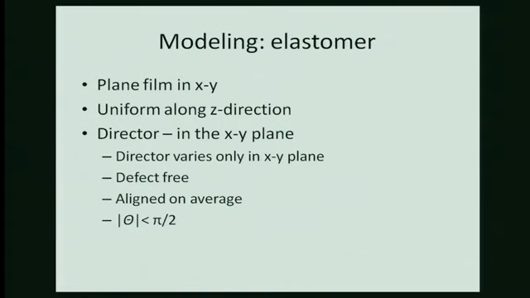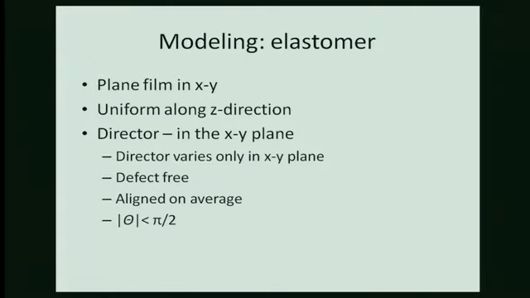So I'll try to tell you a little about this approach. What we assume for our elastomer film is that it's plane, only a one layer film. We'll say that it's in the XY plane, and then it's uniform along Z. And then we'll also fix the director in the plane of the sample, and allow it to vary also only in the plane of the sample.